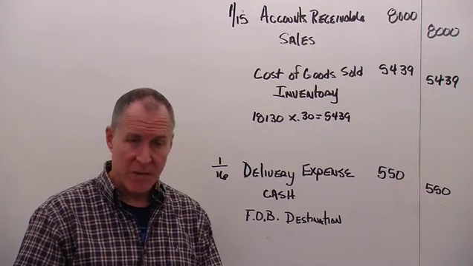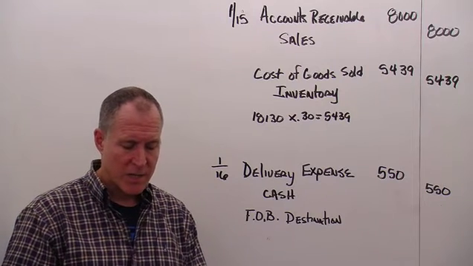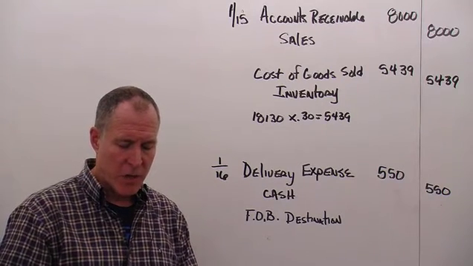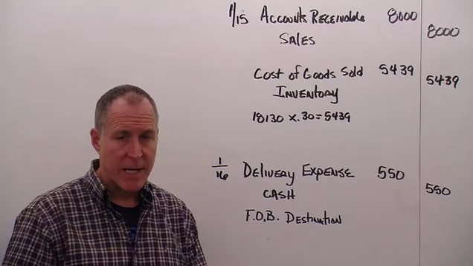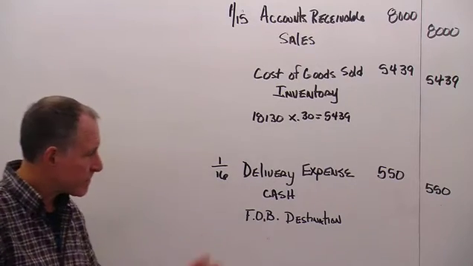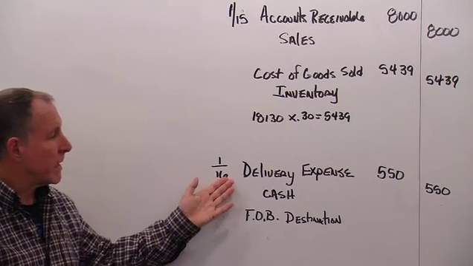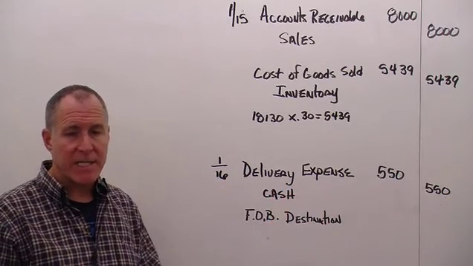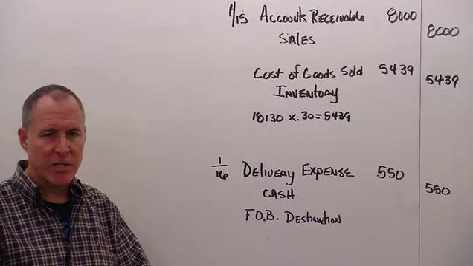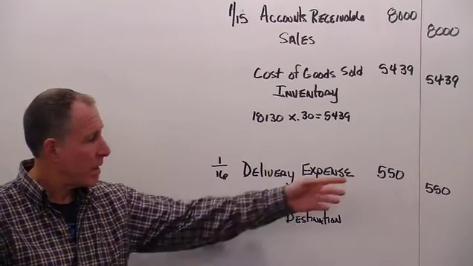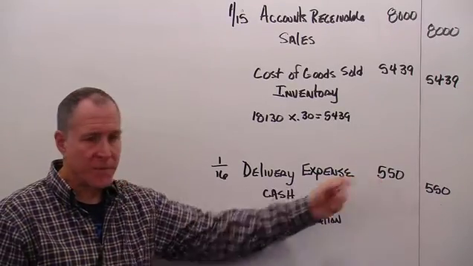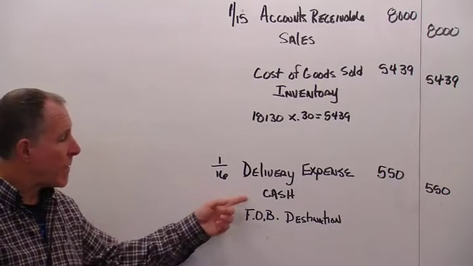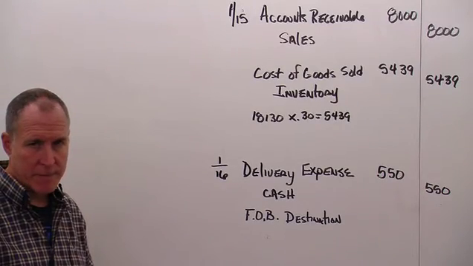That transaction is on the 16th, and it says freight cost on the transportation of goods on the 15th amount to $550. That journal entry, we debit delivery expense, because that's a cost for us to get the goods out to the consumer. $550. And we credit cash because we're paying for that.